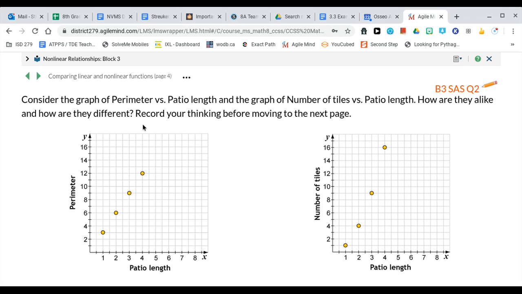Looking at these two graphs, how are they alike and how are they different? Record your thinking before moving to the next page. So again, this is now question 2. Up in the right-hand corner, it says question 2. How are these similar? How are they different?